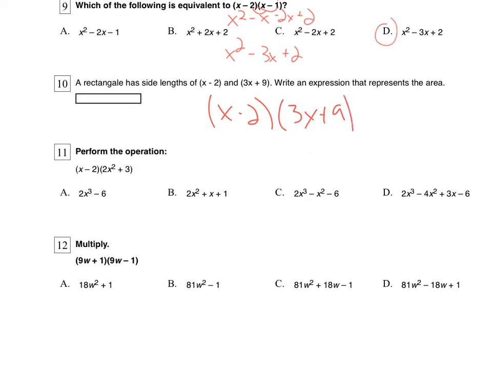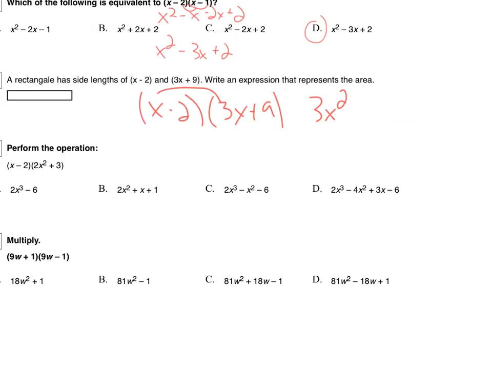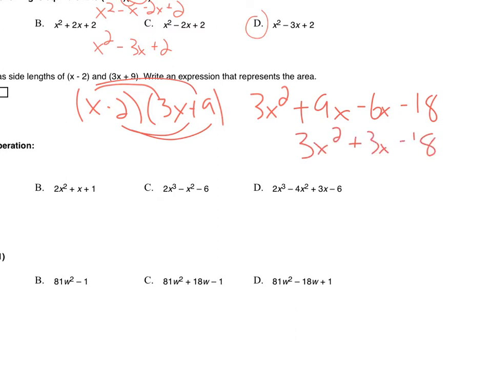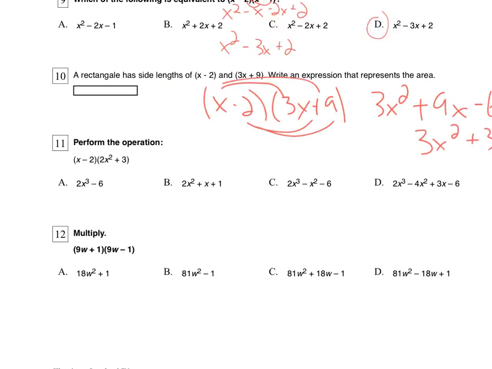Now this problem is no different than what we've done. We're just going to distribute out, and we get 3x squared plus 9x minus 6x minus 18. Combine like terms. 3x squared plus 3x minus 18 becomes our solution for that one.